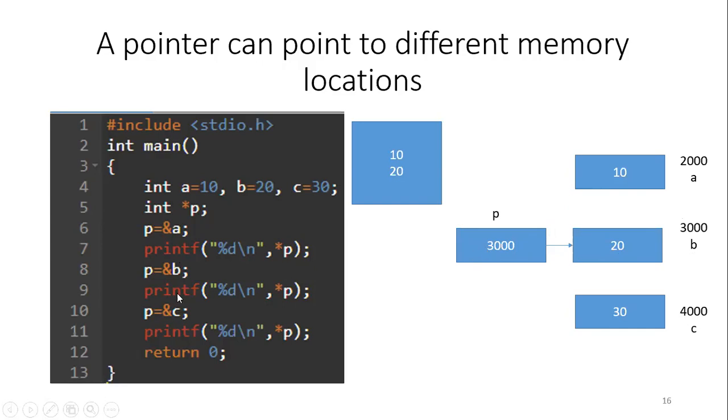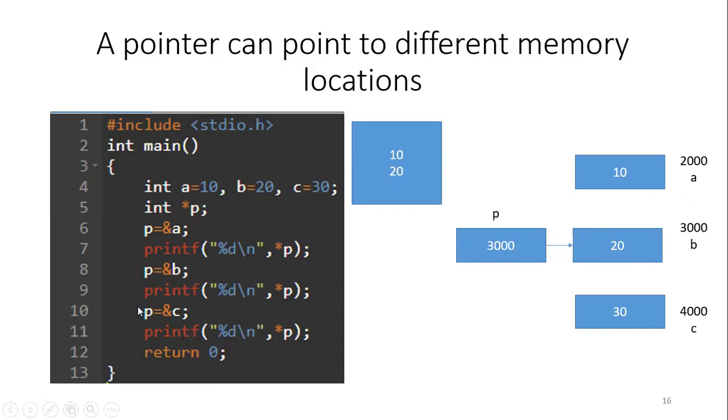Now let us see the next line, printf %d comma star P. Star P means value at the address. P is now 3000. For star P, I have to go to this address 3000 and take the value from there. So this is the 3000 address. In that address, the value of the variable is 20. So when I print %d comma star P, at this stage 20 will be printed on the screen. So now we are getting 20 on the screen.